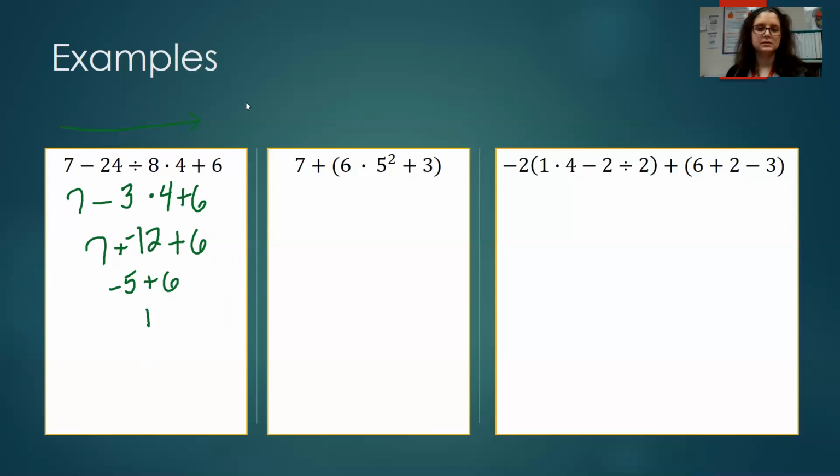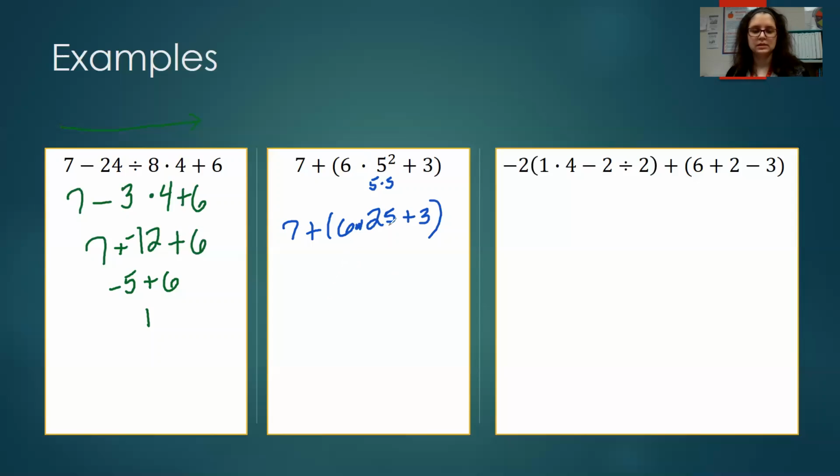Okay, let's look at our next example. We have 7 plus parentheses 6 times 5 squared plus 3. Order of operations says parentheses first. When we have more than one operation inside of the parentheses, we follow our order of operations. So exponents would come before multiplication. So 5 squared is 5 times 5, and 5 times 5 is 25. Bring down all your remaining numbers and operations.